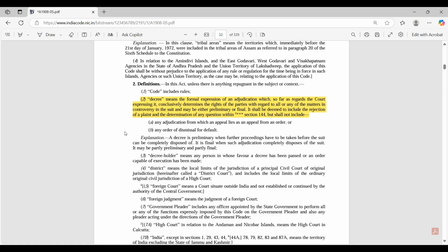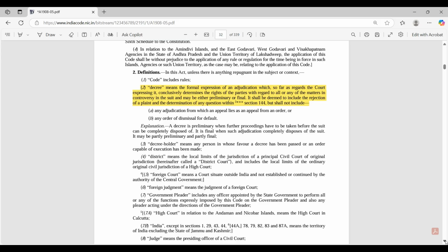Let's read the definition once. Decree holder means any person in whose favor a decree has been passed or an order capable of execution has been made. Just the same thing which I mentioned just now. If you read CPC very carefully, and if you make proper diagrams and charts, it will be a very easy subject for you to understand.